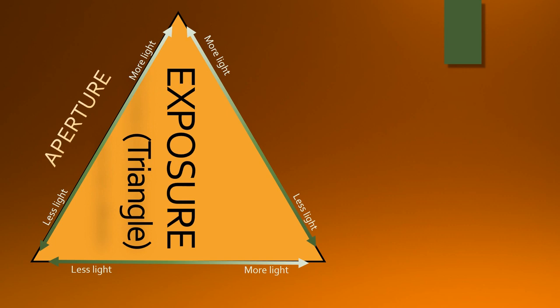How else do we control light? We control light from the shutter speed, so that belongs in the other side of the triangle. We also control light from the ISO.